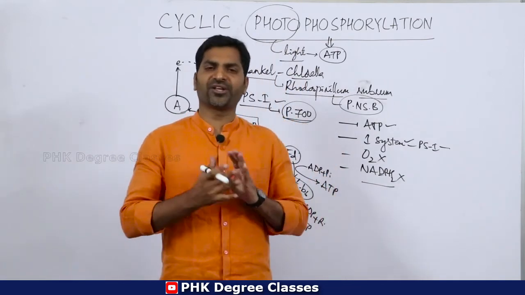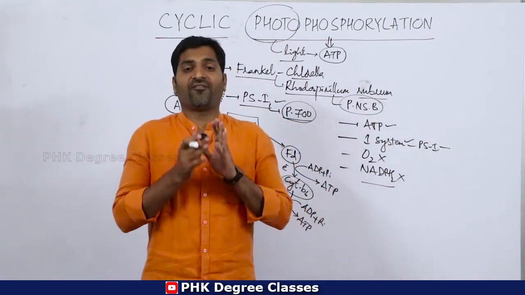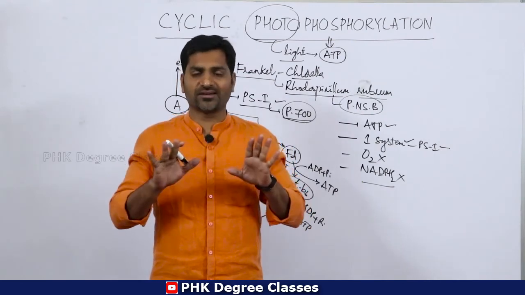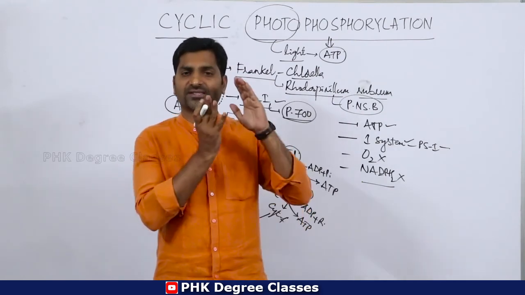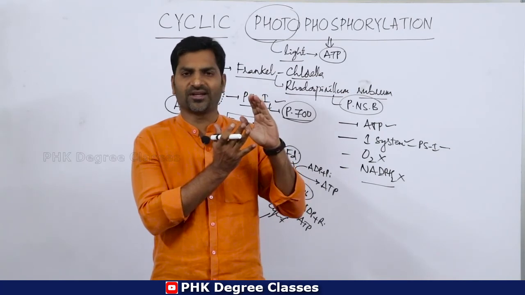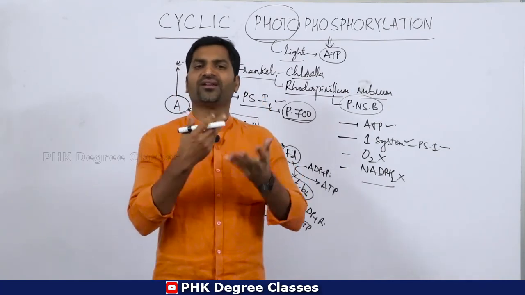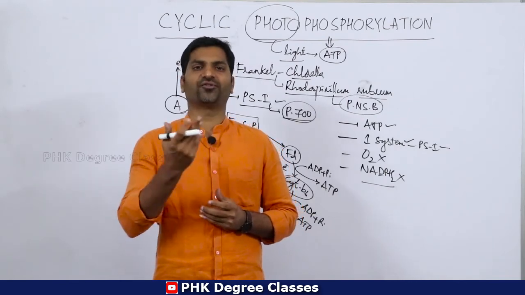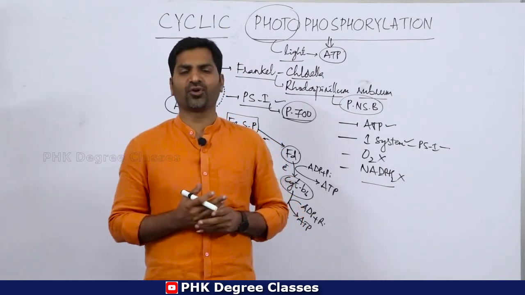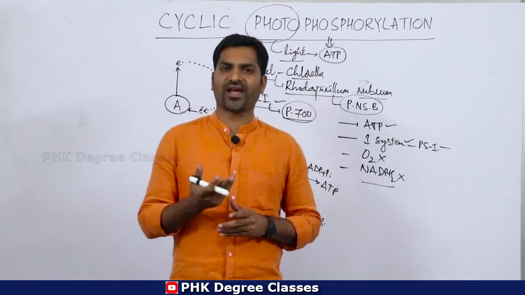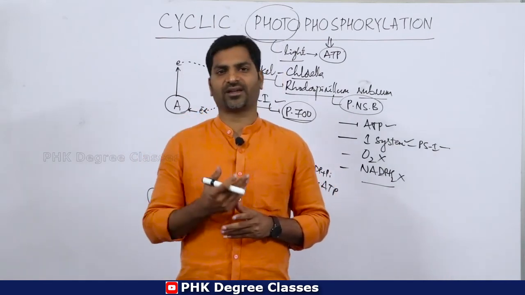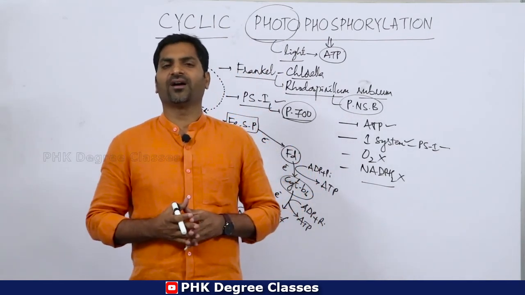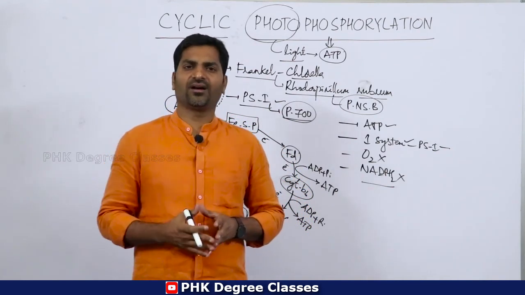After completion of cyclic photophosphorylation, we have finished the first phase of the photosynthetic process, that is the light phase. In the next session we will go to the dark phase of photosynthesis, where we will have the C3 cycle, C4 cycle, C2 cycle and CAM cycle. Different cycles we will be discussing in further classes.